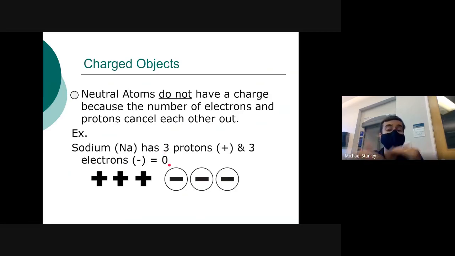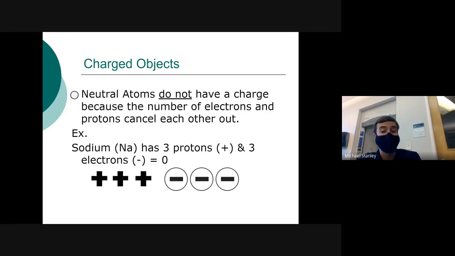right? We don't have any imbalance between the negatives or the positives. They're completely balanced out. They're completely balanced with each other. For every positive, we also have a negative. So the positives and the negatives cancel each other out in terms of charge. So we have an overall total charge of 0. So neutral atoms have 0 charge because they have this balanced positive and negative. Sodium has 3 and 3 of each, so sodium has 0 overall charge. It is a classic neutral atom. So that's sort of our base level.